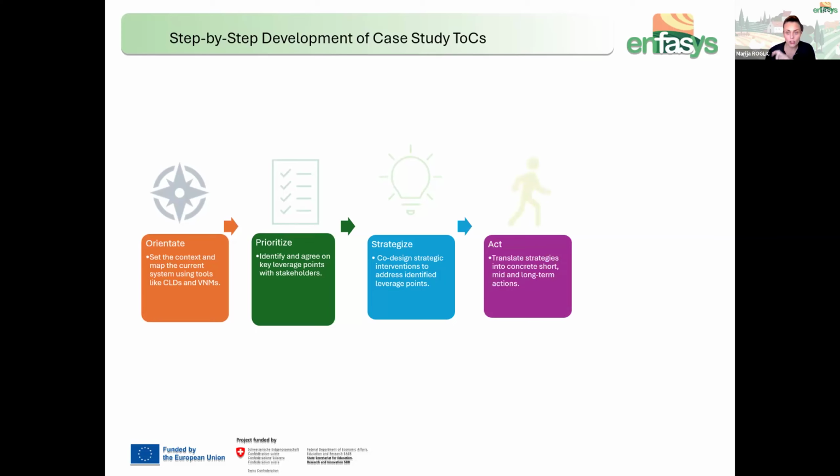In the act phase, strategies are translated into concrete short, mid, and long-term actions, with clear ownership of the action and timelines, operationalizing the theoretical framework. And finally, evaluate and enhance completes the cycle, where outcomes are validated and the theory of change is refined iteratively, embodying our commitment to reflexive practice and continuous learning. Throughout this process, each step builds upon the previous one, creating a logical progression from system understanding to targeted action, all guided and embedded in stakeholder participation.